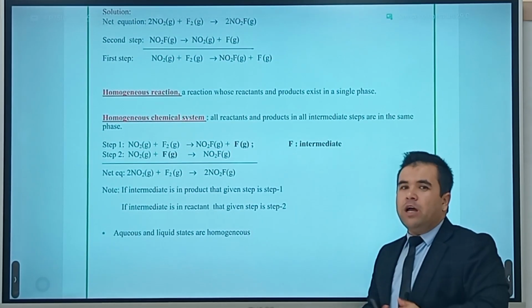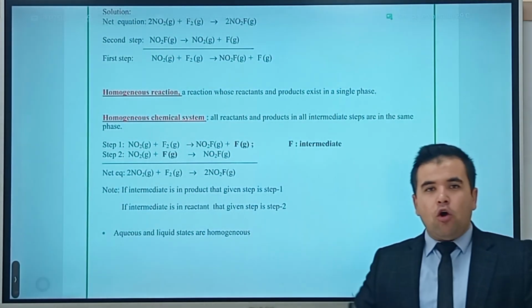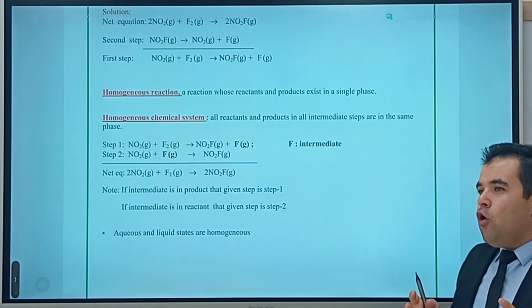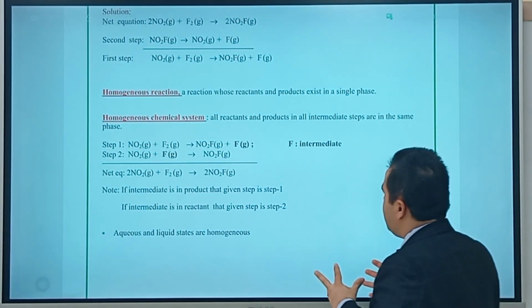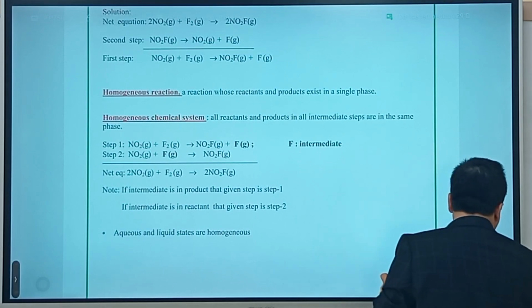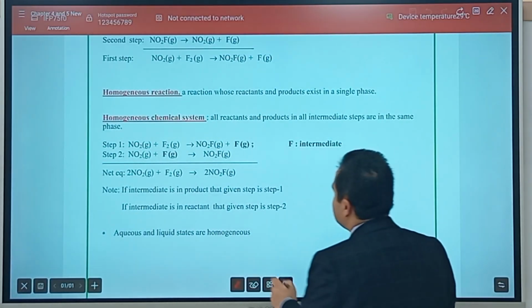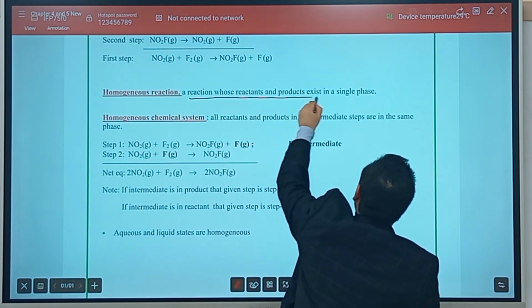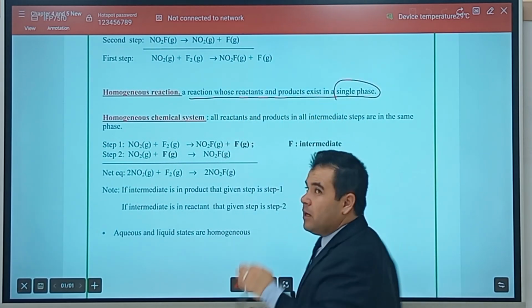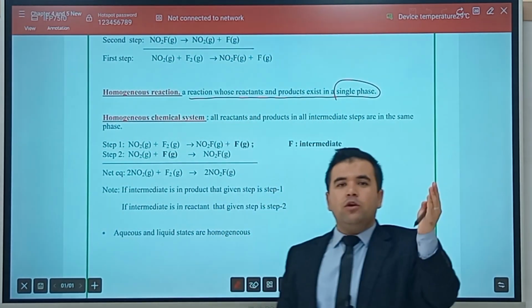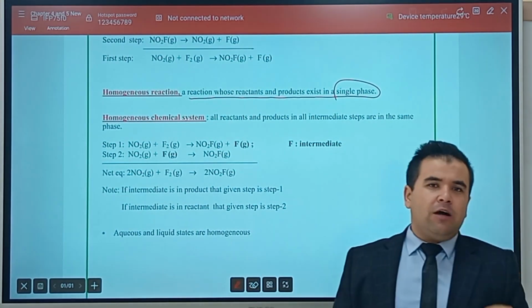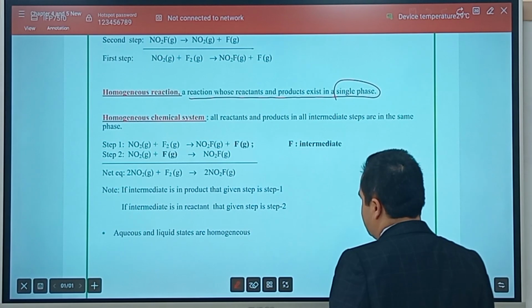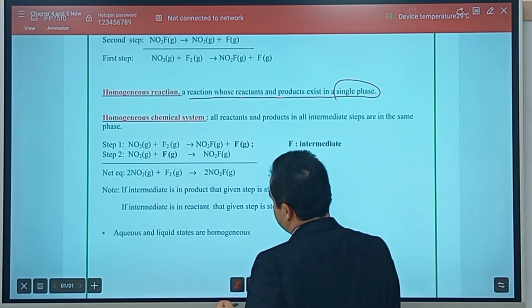Guys, we have got two types of reactions, a homogeneous reaction and a heterogeneous reaction. By a homogeneous reaction, we mean the reaction in which the reactants and products exist in the same phase. A reaction whose reactants and products exist in a single phase: gas, gas, gas, or aqueous, aqueous, aqueous. A solid is not homogeneous. Aqueous and liquid states are homogeneous, and so are gases.